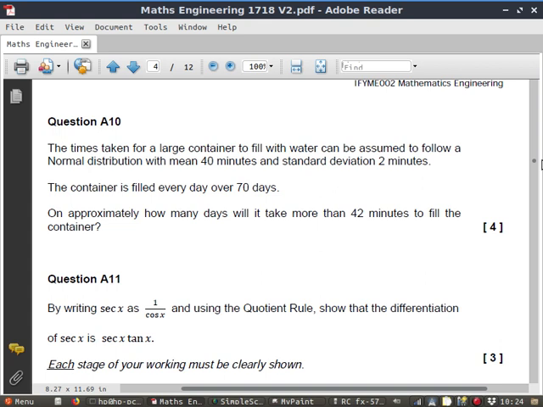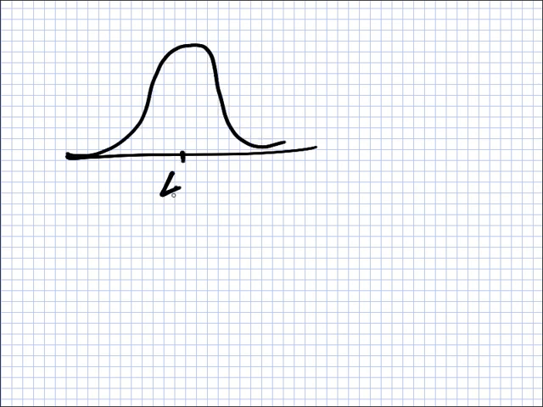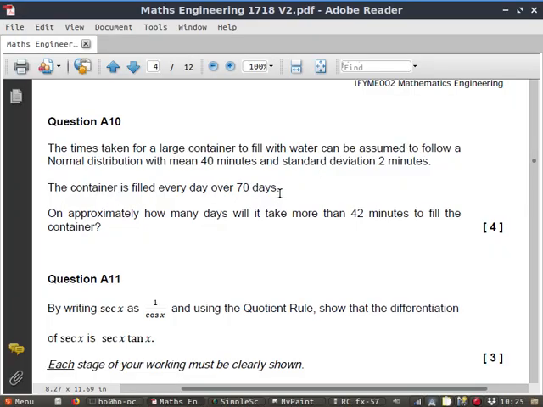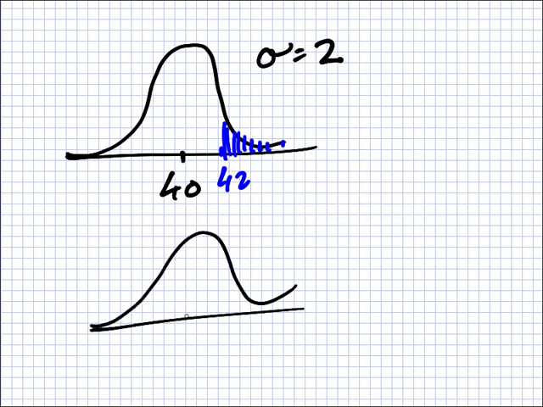The time taken for a large container to fill with water can be assumed to follow a normal distribution with mean 40 and standard deviation 2. So this is the one where we draw our bell curve. Here is 40 and standard deviation is 2. We want to know how many days will it take more than 42 minutes. So firstly we mark off 42 here and we're looking for this. Okay? We Z transform. That's 1.